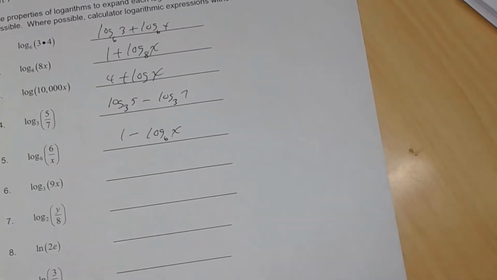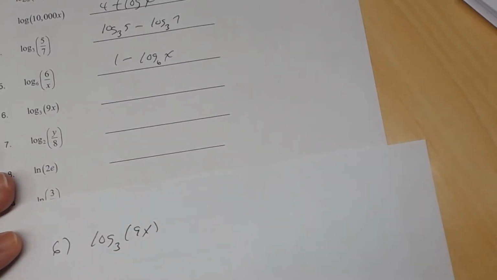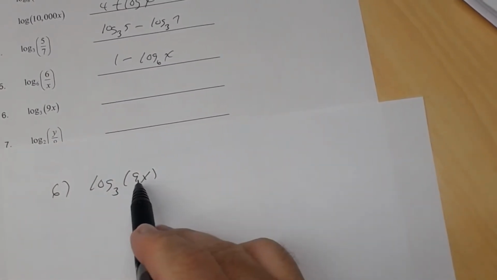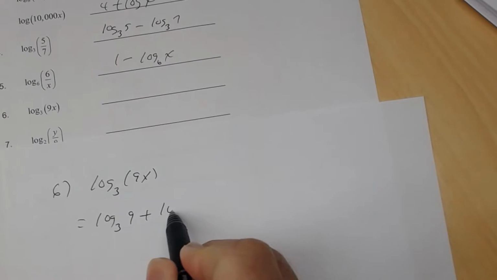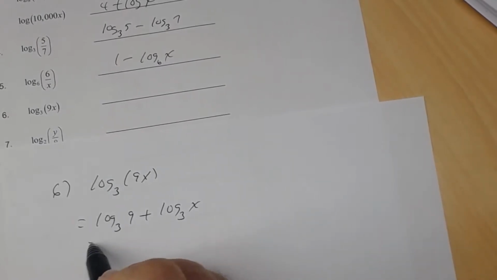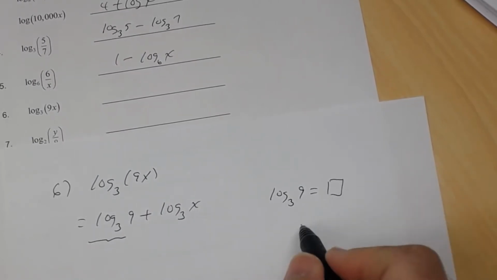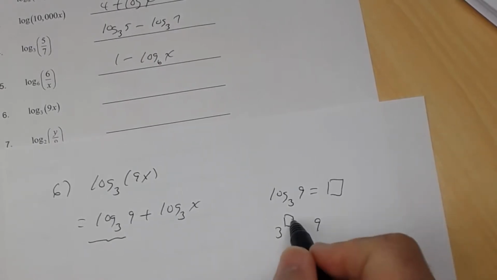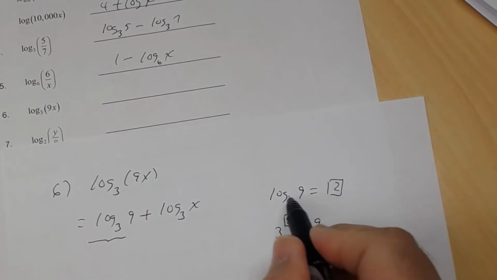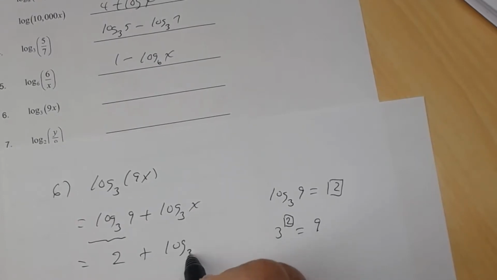Okay, number 6, you have log base 3 of 9x. So again, now I'm going to use the product property, and so this becomes log base 3 of 9 plus log base 3 of x. So look at this right here. I have log base 3 of 9, and the question becomes, what is that exponent equal to? Well, 3 to what exponent is 9? Well, 3 squared is 9. So the log of 9 base 3 is 2. So this becomes 2 plus the log base 3 of x. So that is number 6.